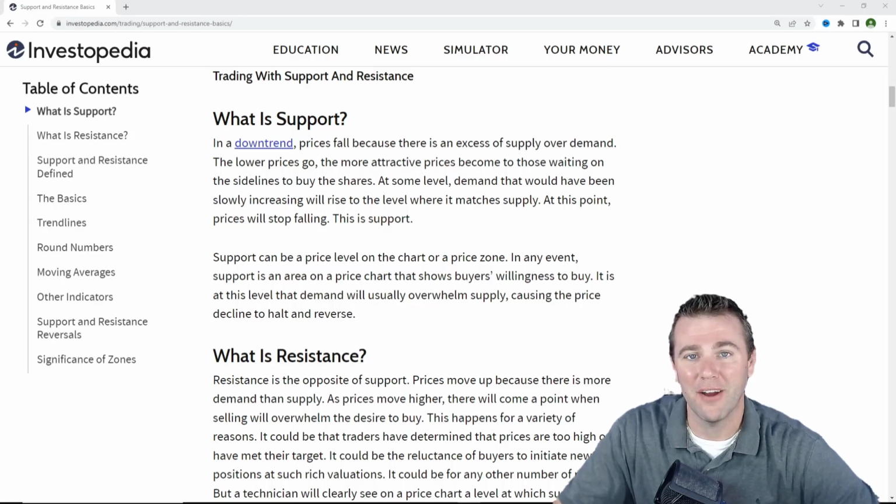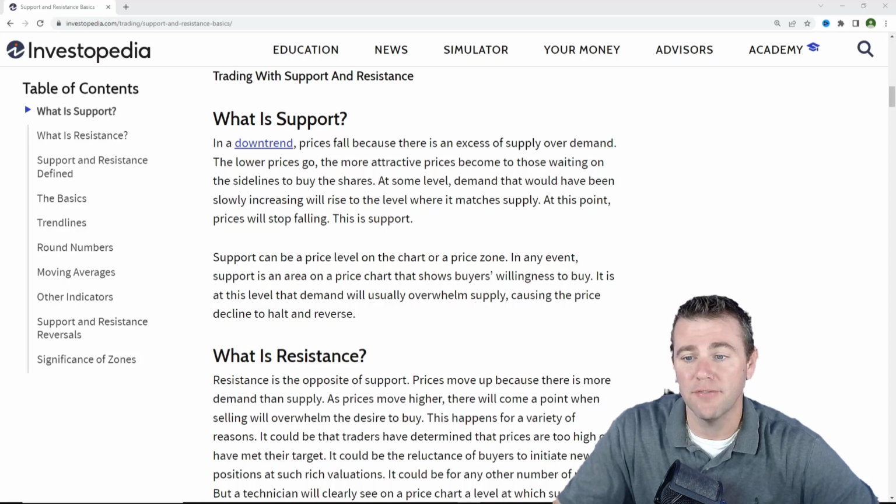All right, welcome back everybody. So that's right, today we're going to be taking a look at support and resistance. So let's go ahead first and foremost and take a look at what exactly is support and what exactly is resistance, and then we'll talk about some ways of using them to make sure that you're increasing your success in the markets. So first off, what is support?